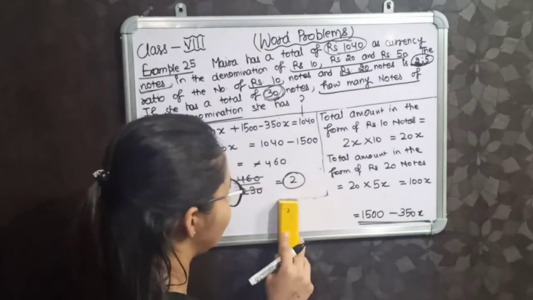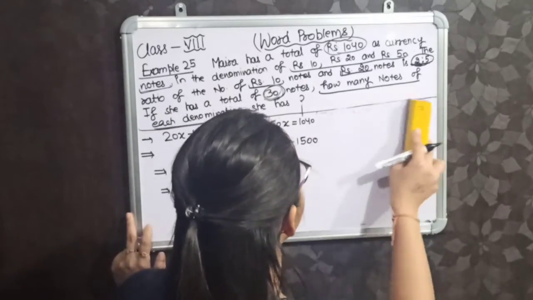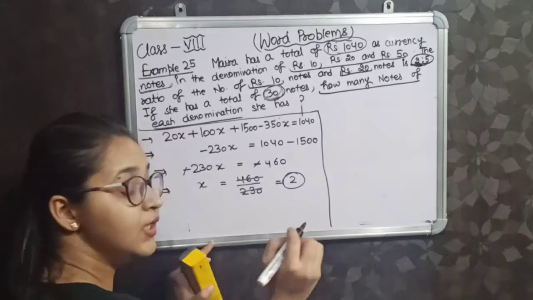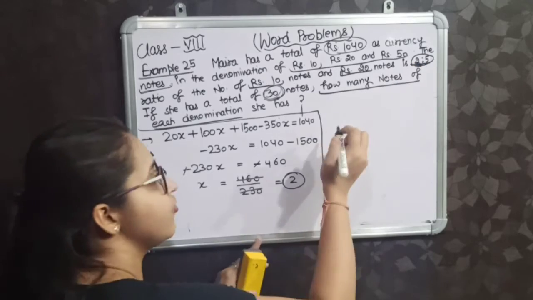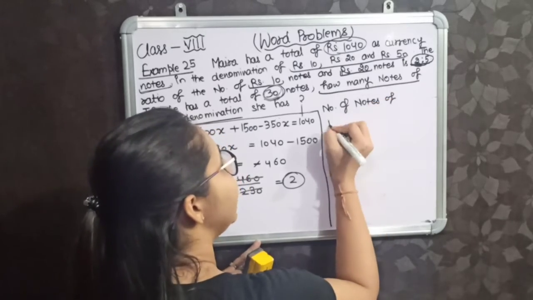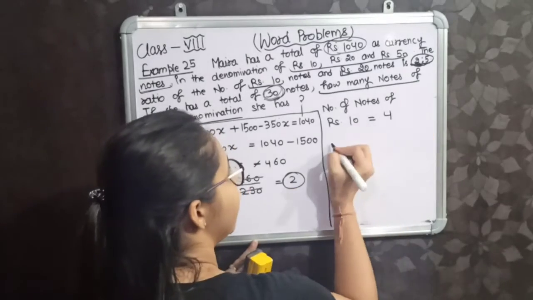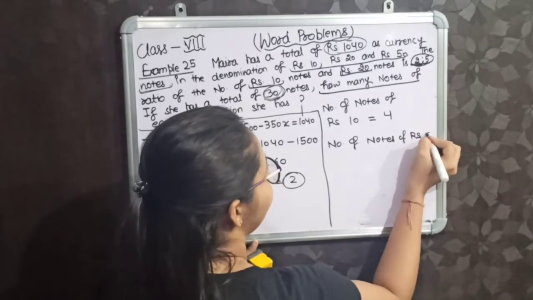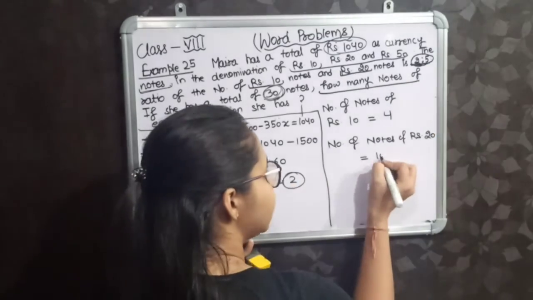Now you will put the value of x to find each type of notes. How many notes of each type? This is the line that you have to find. Okay. So, the number of notes of rupees 10 was 2x because the ratio is given to be 2:5. So, the number of notes of rupees 10 is equal to 2x. 2 multiply x is 2, 2 2s are 4. Number of notes of rupees 20, it was 5x. So 5 multiply x is 2, 5 2s are 10. Very good.